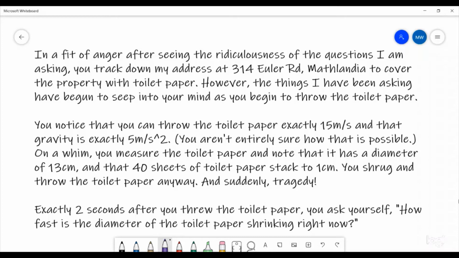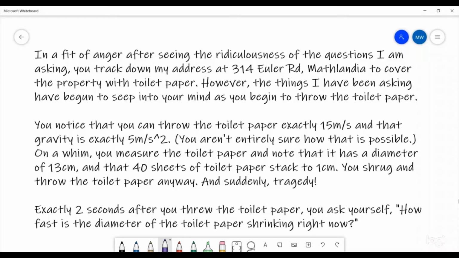So here we are. Our nightmare situation. We have become the math problem. Okay? So in a fit of anger, after seeing the ridiculousness of all these different questions that I'm asking you, you decide to track down my address at 314 Euler Road in Mathlandia, and you decide to cover my property with toilet paper. However, just as I have planned, the things that I've been asking you and explaining to you have begun to seep into your mind as you start to throw the toilet paper.